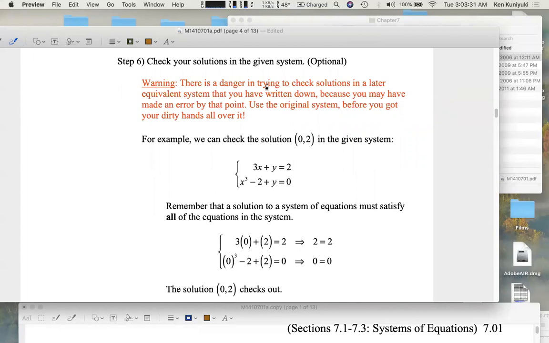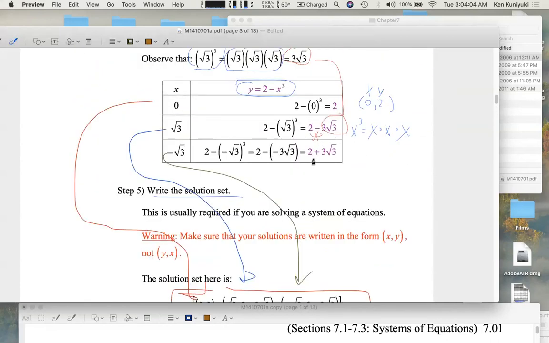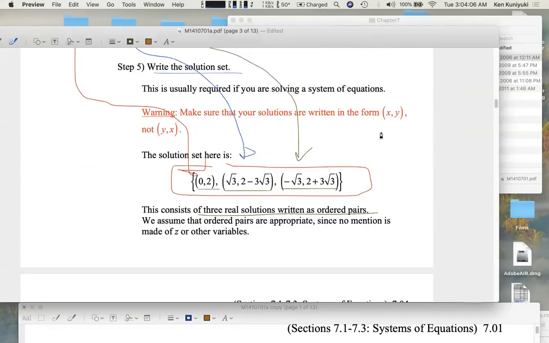But you could check your solutions in the given system, the original system, before you got your dirty hands all over it. All right. As you see, warning, there's a danger in trying to check solutions in a later equivalent system you've written down, because you may have made an error by that point, in which case it would not have been an equivalent system. You may have made a mistake. So you really should check your solutions in the original given system that you got before you got your hands all over it. Okay, well, it's easy to check 0, 2. It may be harder to check the others, but 0, 2 is a quick check.